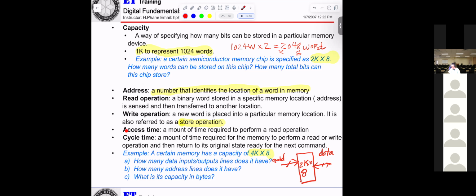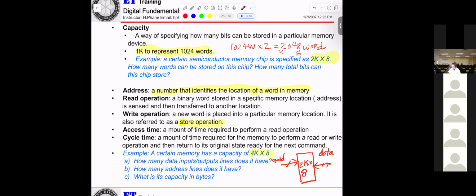Okay, another one. Access time: the amount of time required to perform a read. Cycle time: the amount of time required for a memory to perform a read or write operation, then return to its original state, ready for the next command. That's what they call it.